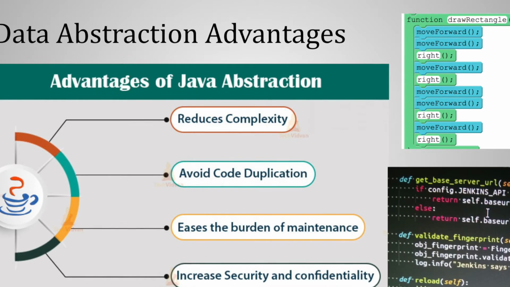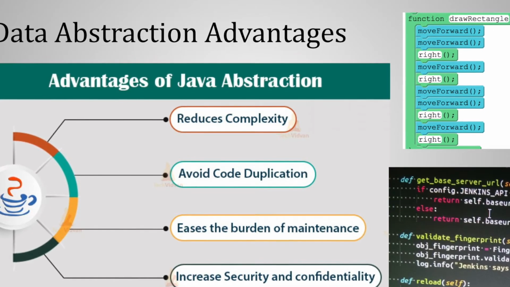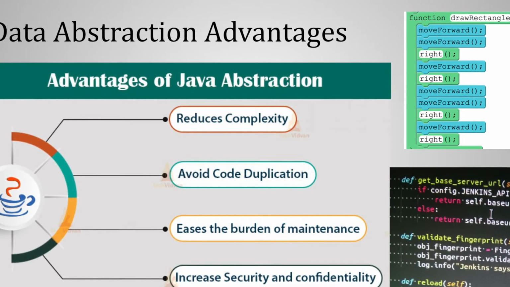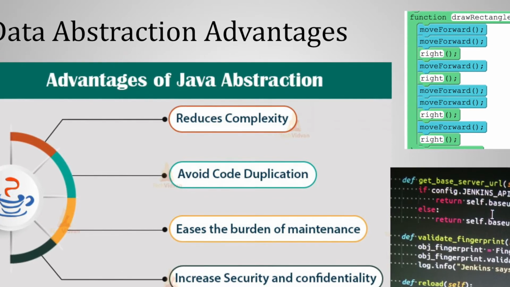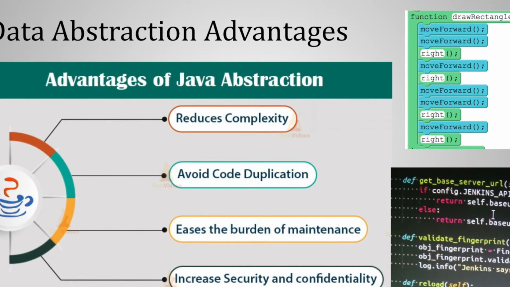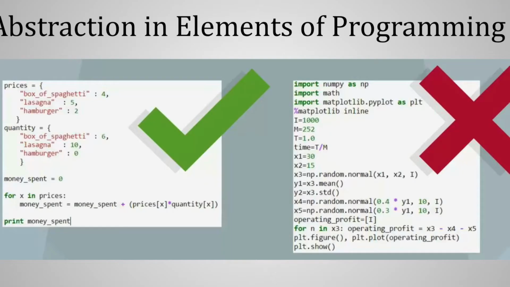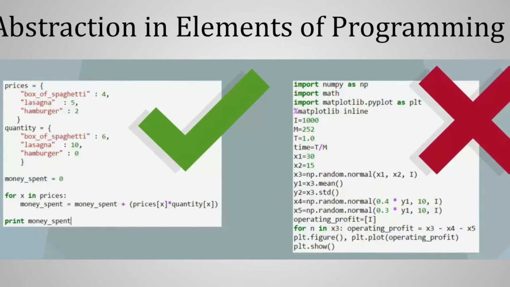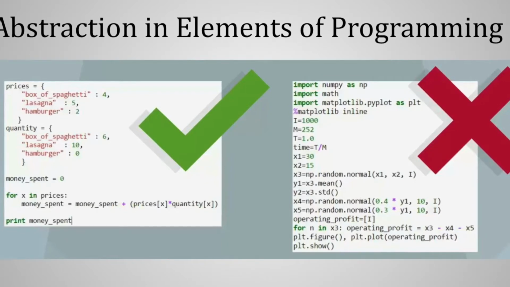One of the most important advantages and best features of abstraction is that, without affecting the user at all, abstraction can independently change the internal implementation of a class. So the next question we're going to address is, where are abstractions found in the elements of programming? composingprograms.com was extremely helpful in explaining this.